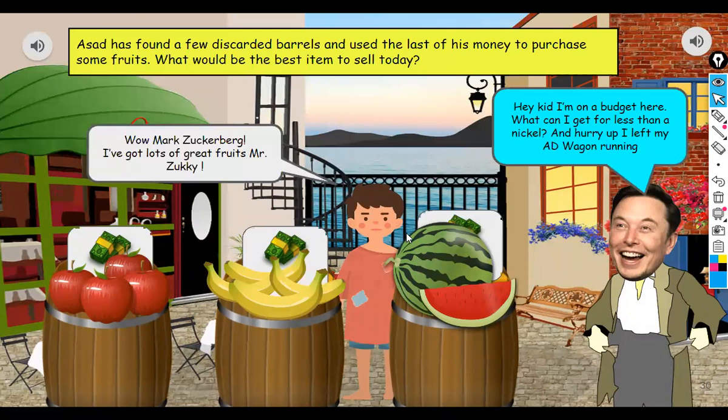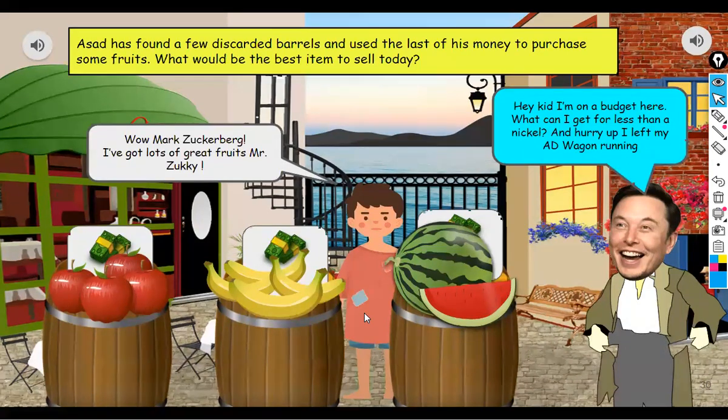you didn't know, that's Mark Zuckerberg, according to Assad here. So he's so happy to see Mark Zuckerberg. Which one do you think he should sell, guys? Should he sell the apples, the bananas, or the watermelons? Which one do you think will give him the most profit? Most people are going with the bananas. All right, I'm playing the game too. I'm going to go with the watermelons. I like watermelons. Let's see how much money we get, and write down how much you get.